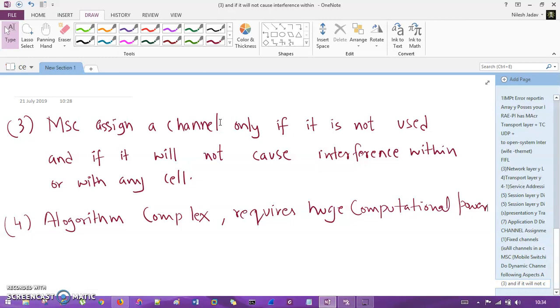I'll explain in the next session what handoff strategies are. It is a very minute topic which we will complete in 1 or 2 minutes.